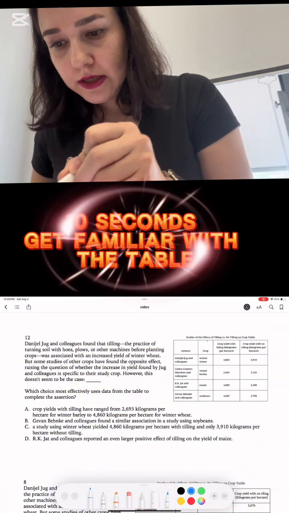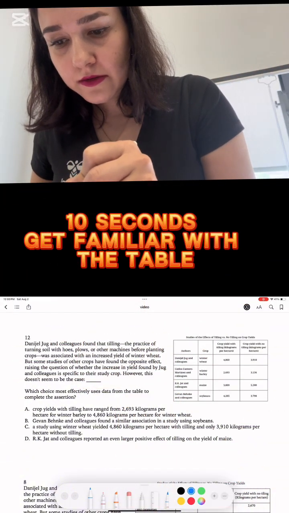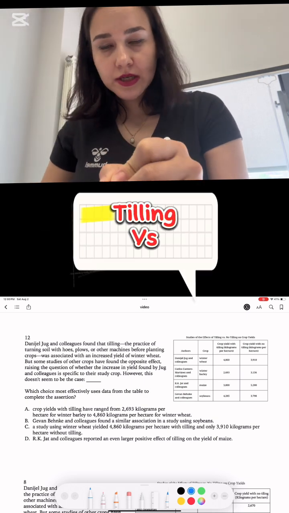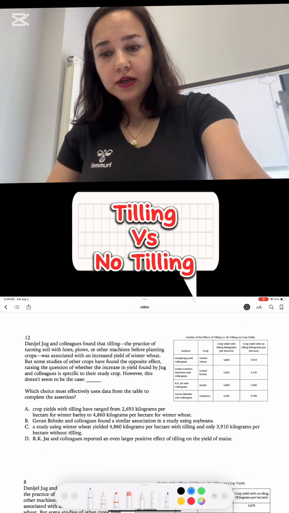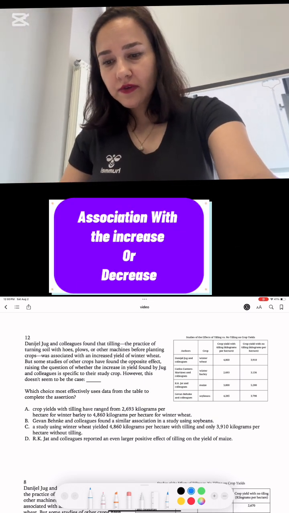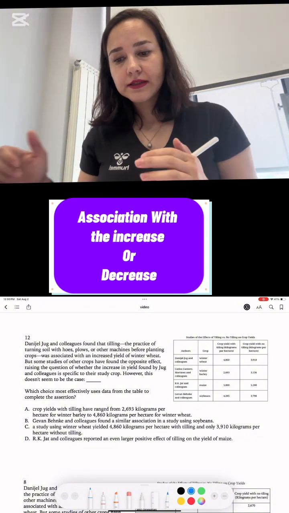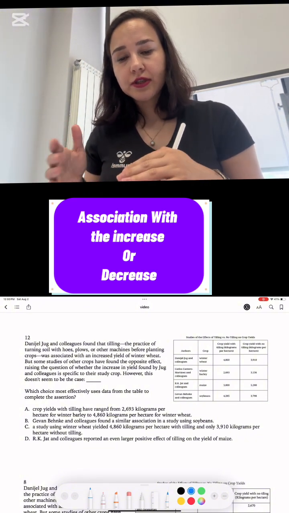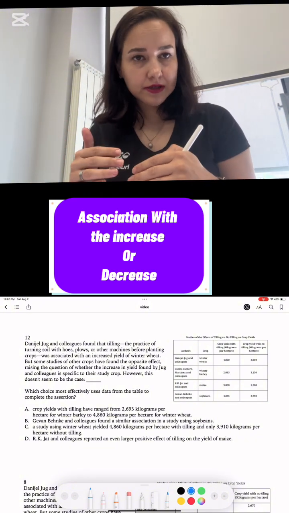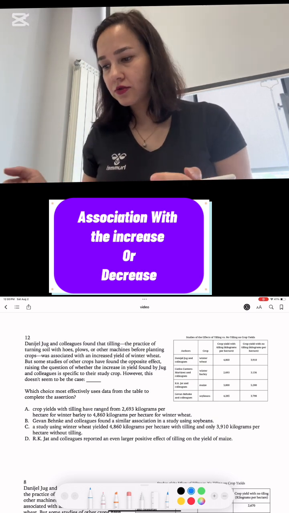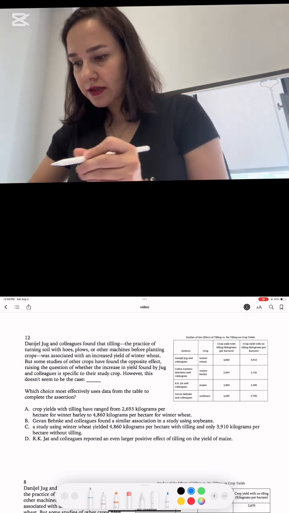The title of the table is the studies of the effects of tilling versus no tilling on crop yields. We have different types of crops, and the crop yield increased or decreased based on tilling and no tilling. So let's read the text.